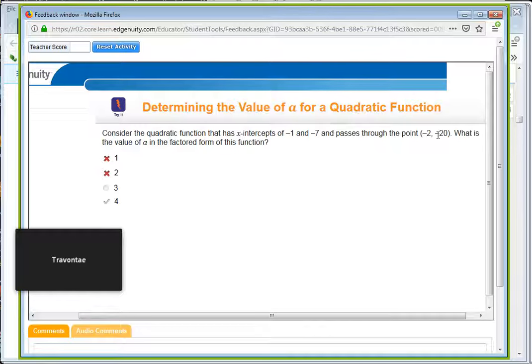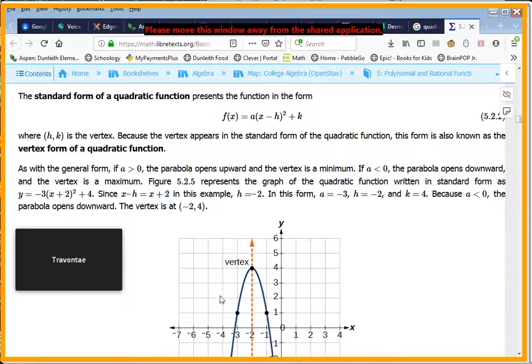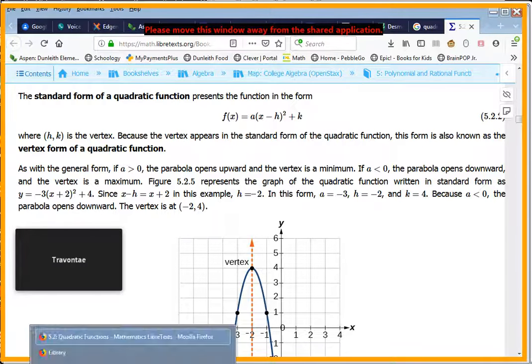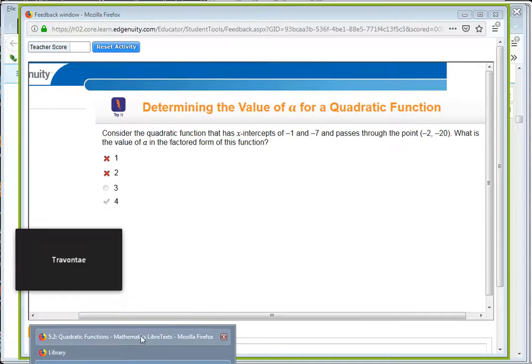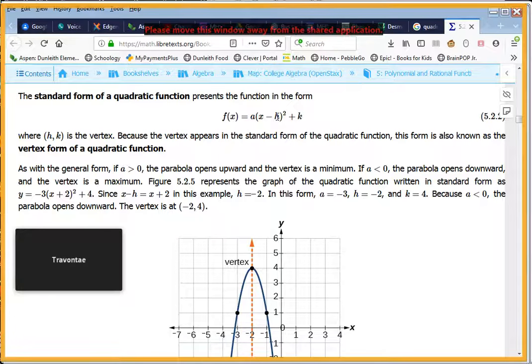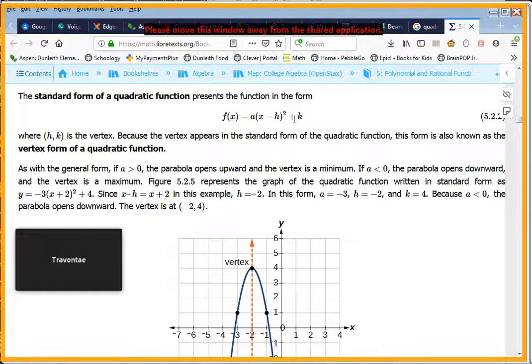We can take that point and plug it into the standard form of the equation. You see that now? Yes. All right, let me look at what the point is again. -2, -20 is the vertex. So if I put that in that equation that I showed you, -2, -20, I'm going to end up with something that looks like a times x plus 2 squared minus 20.